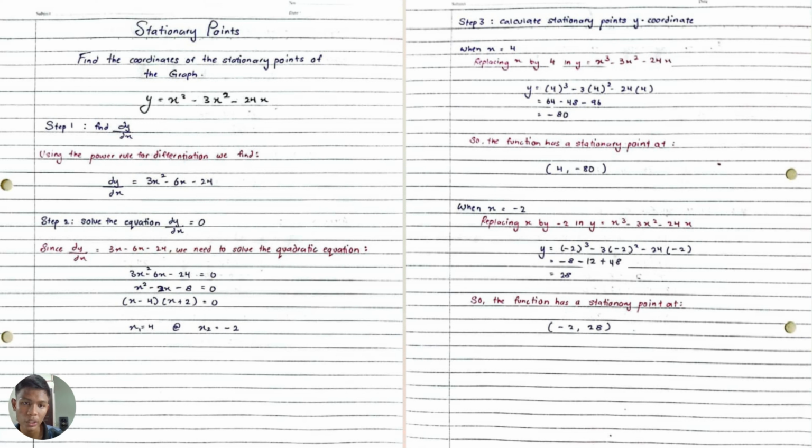When x equals negative 2, replacing x by negative 2 in the given equation, y equals negative 2 to the power of 3 minus 3 times negative 2 squared minus 24 times negative 2. So the answer we will get is 28. So the function has a stationary point at negative 2, 28.